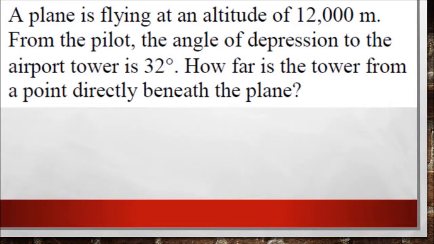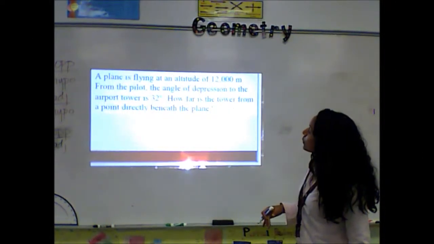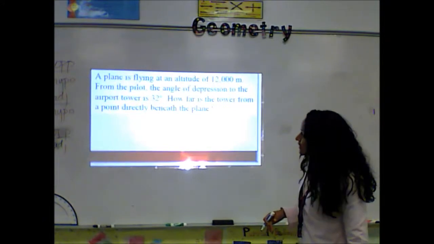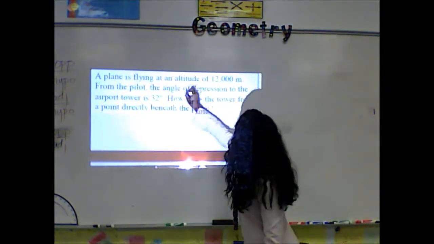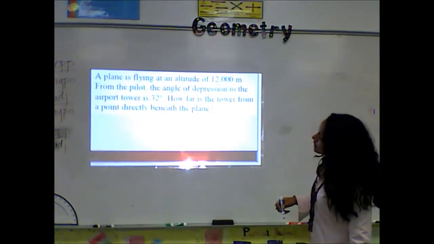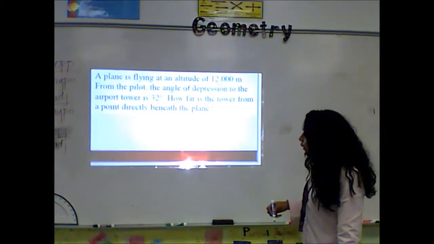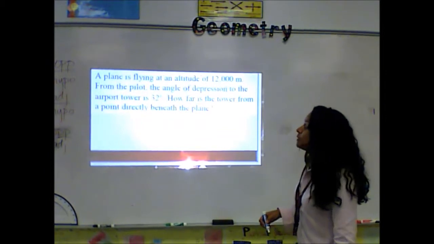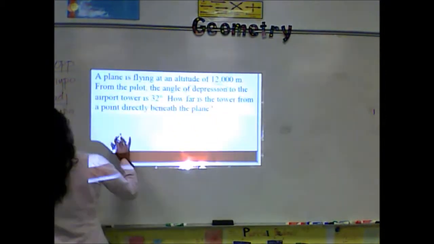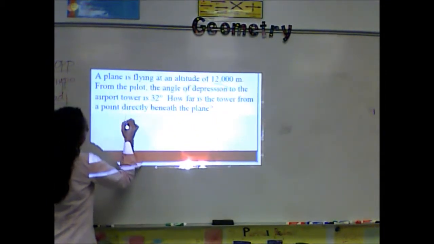Alright, problem number 3. A plane is flying at an altitude of 12,000 meters. From the pilot, the angle of depression to the airport tower is 32 degrees. How far is the tower from a point directly beneath the plane? Alright, so go ahead and draw your plane.